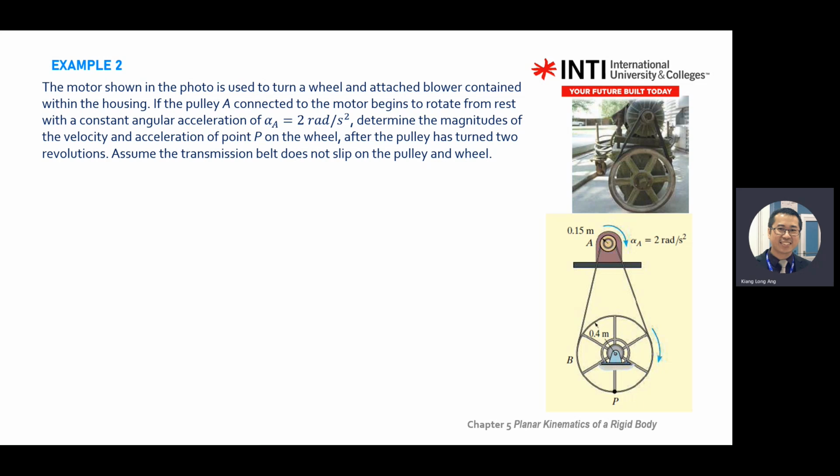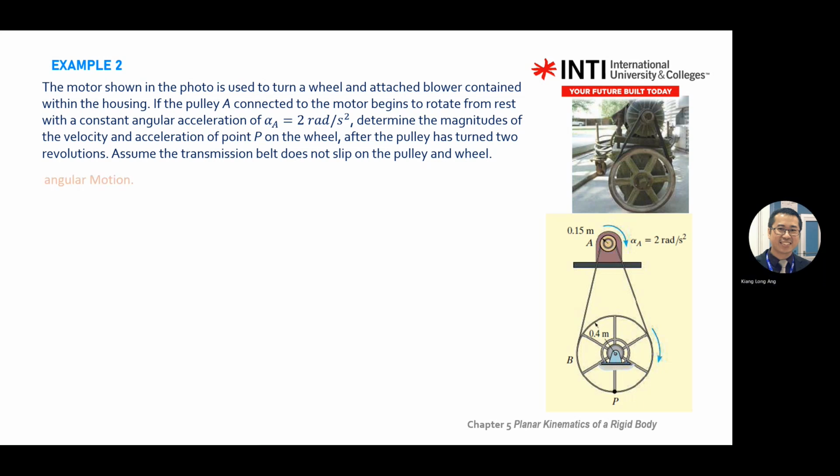Now you need to determine the magnitude of the velocity and acceleration of point P for this one, after the pulley has turned 2 revolutions, after A turns 2 revolutions. So there's a transmission of motion there. Assume the belt does not slip on the pulley and wheel, meaning the full motion is transferred. Meaning there's no slip. When it slips, it means there's an error in the distance traveled by both objects.